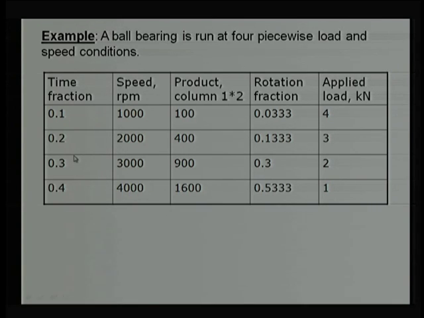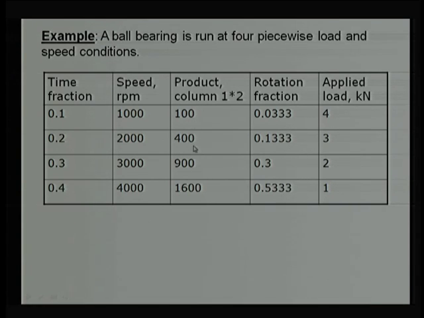So what we need to do? We need to find out the rotations first. How many rotations at this load? Naturally, 0.1 times 1000, which gives 100. Here again, 0.2 times this RPM is 400. We are saying that the number of rotations is increasing.